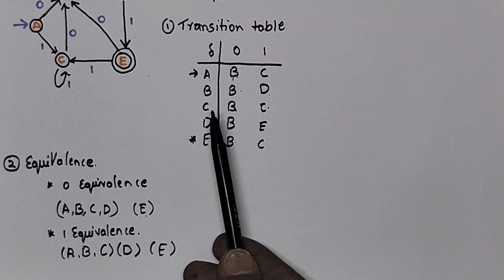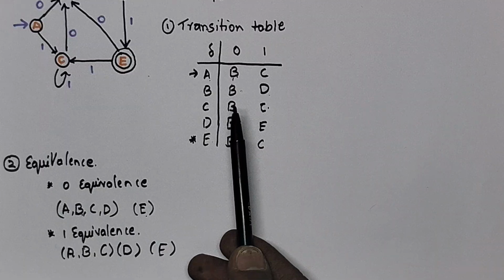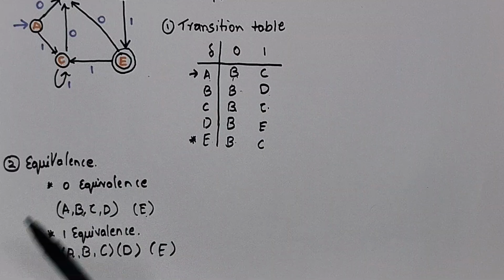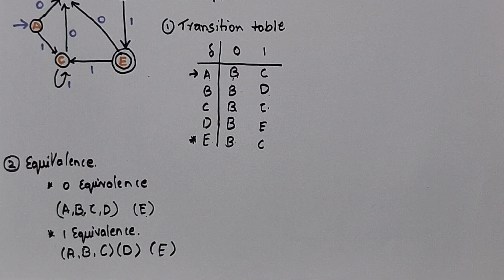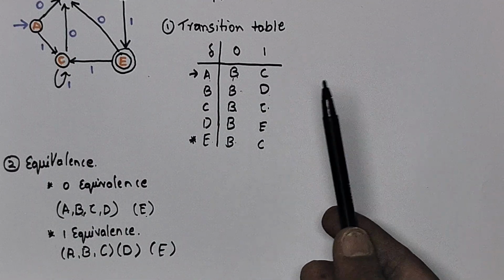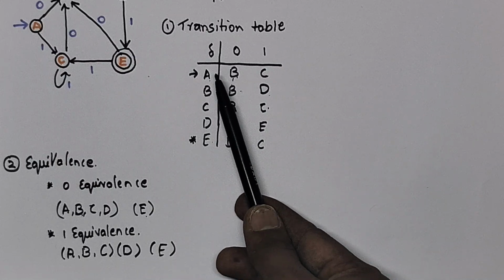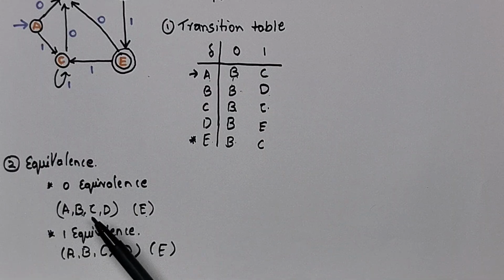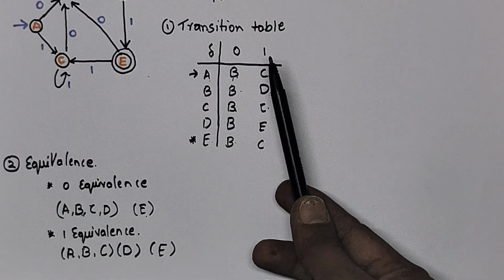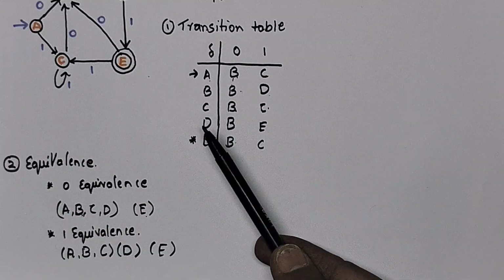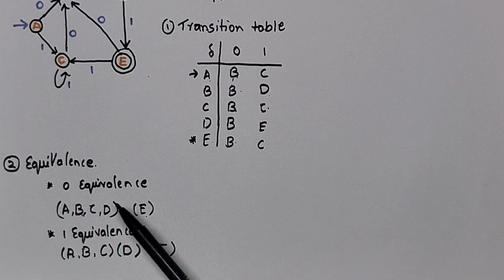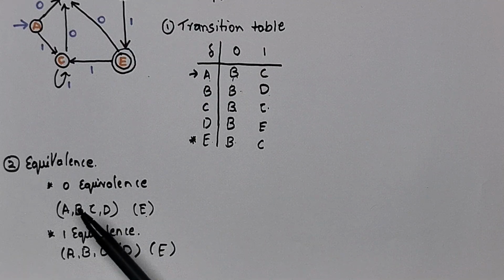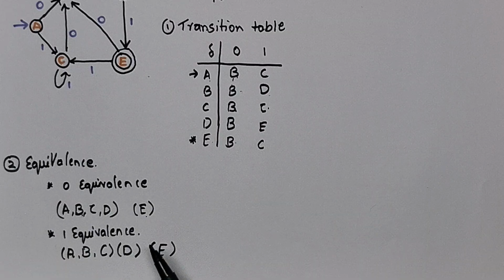Now let's check for A and C. For 0 they are moving to B, which is in this group itself. For 1 they are moving to C, which is in this group itself. So you can conclude A and C have the same relationship. Now let's check for A and D. For 0 both of them are moving to B, which is in the same group. Now for 1, A is moving to C but D is moving to E. C is in this group, E is in the other group. So both are in different groups. So you can conclude A and D are of separate groups.